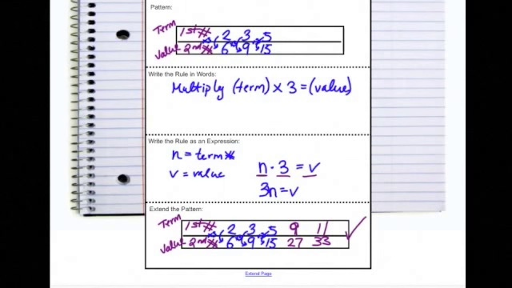So as you can see, having a rule for an equation or an expression will allow us to continue to be able to find missing pieces of the pattern, no matter what they are. It doesn't matter if my term number is 202, I can multiply it by 3 and I'll get the value in that position of the pattern.